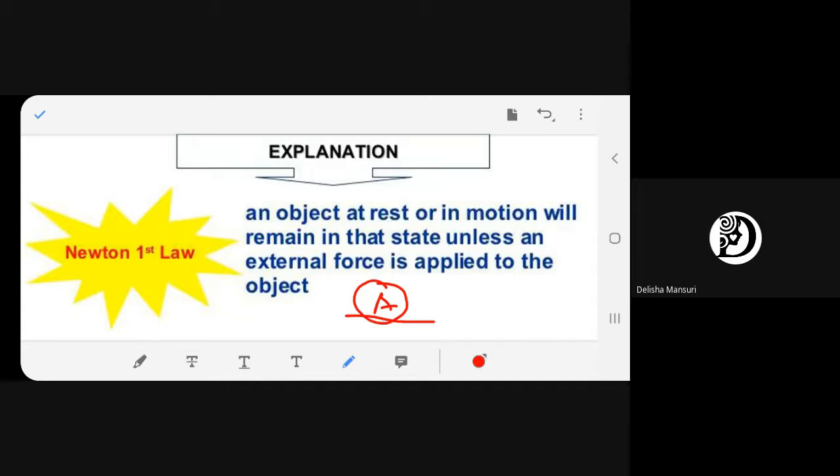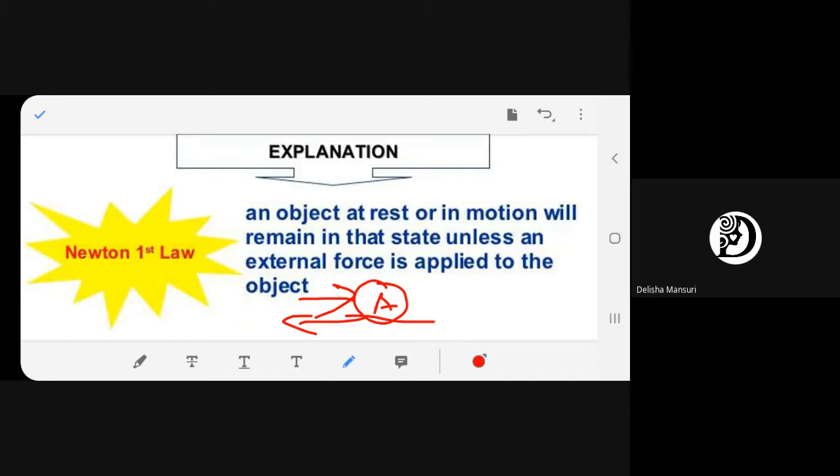Got me? What I said just now? If I push it, it will move. If I pull it, it will move. It will leave its original position. Now it is at rest. It is not moving. So it will remain at rest. The object will remain at rest till we apply an external force on it. That is Newton's first law.